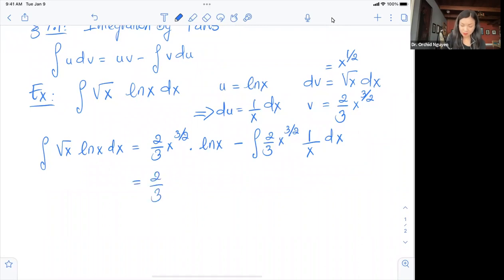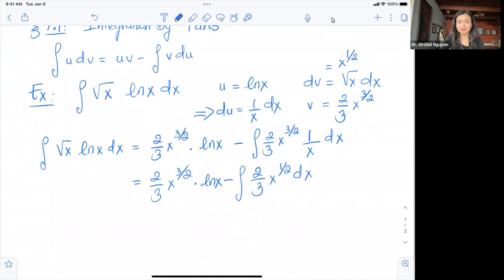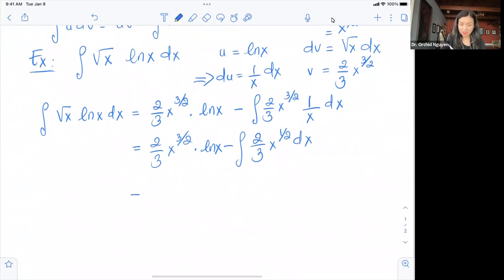It's going to be 2/3 x to the 3/2 times ln x minus, and I want to simplify this part right here. So you can see that this is x to the 3/2, and this one right here, you want to rewrite and move it. So it's going to be x to the negative 1/2. So 3/2 plus negative 1/2 is going to turn into 1/2 dx. Okay. So that's going to be easy to integrate.